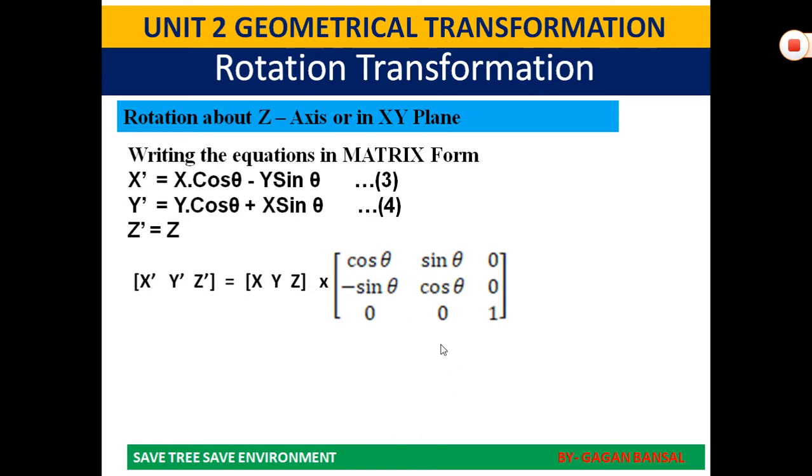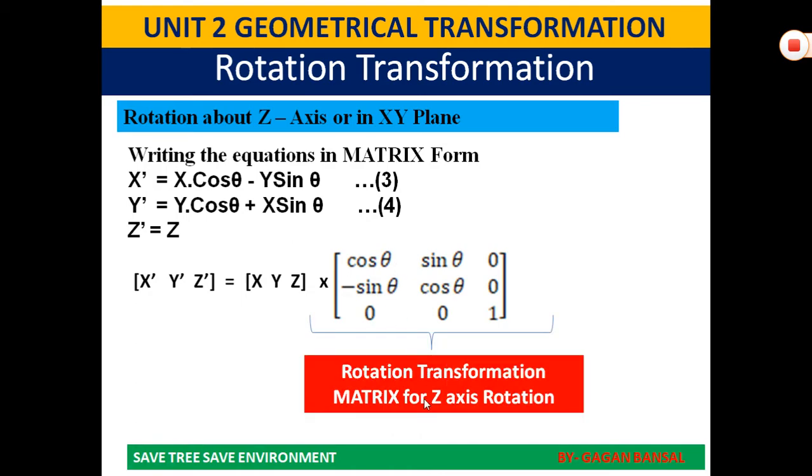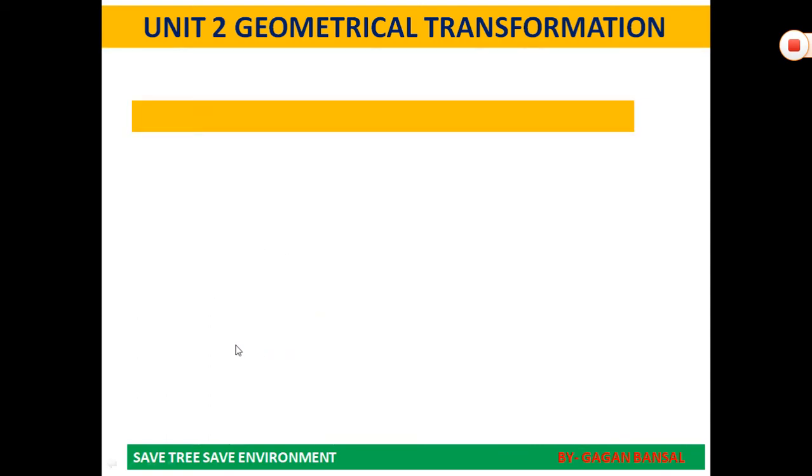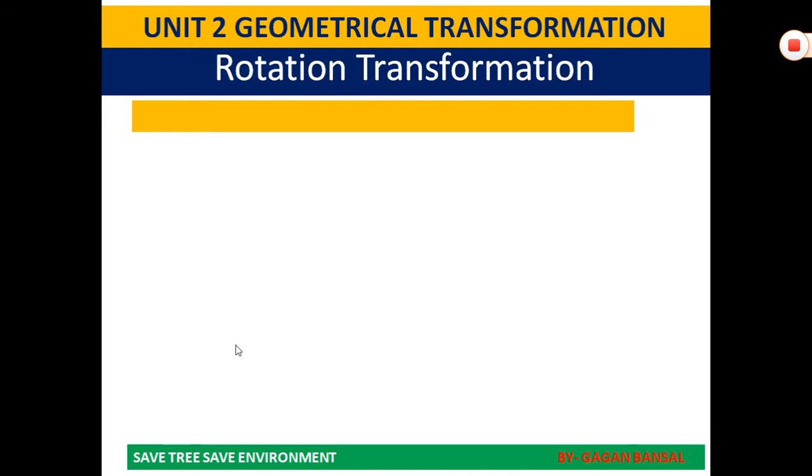So this is your rotation transformation matrix for z axis rotation, and this is the basic equation for the rotation about z axis, or we can say xy plane. Hope it is very clear. So we are done with the rotation about z axis. Now rotation about x axis, or we can say in yz plane.